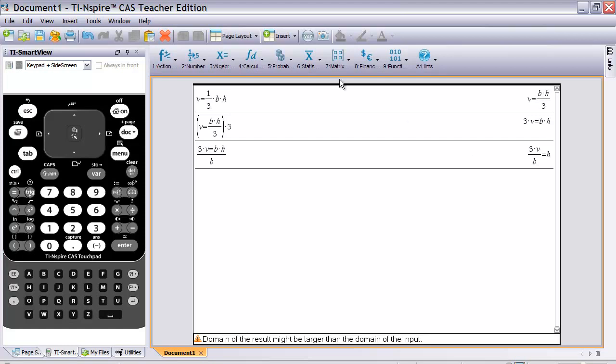Now, one thing you have to be careful about when you enter your formula at the beginning: you can't put 1/3 bh, because it's going to take bh as being one variable. So you have to say times b times h. Otherwise, you're not going to be able to actually solve this on your CAS for h. So this right here would be the formula that's solved for h.